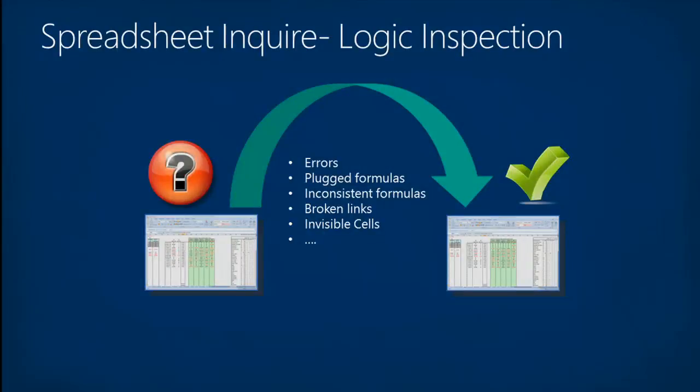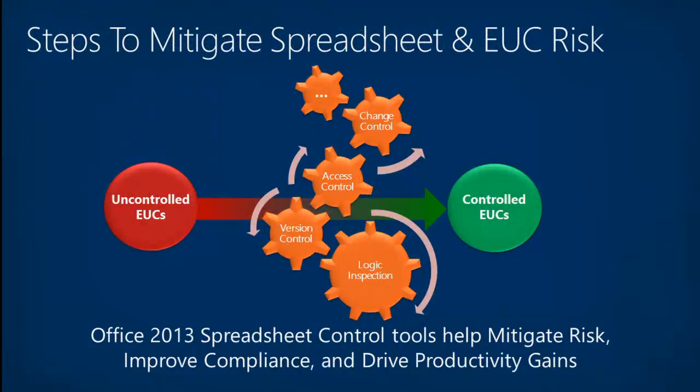Okay. So again, just to talk about Spreadsheet Inquire, it's for a lot of logic inspection, and we'll look closer at that. Okay. So steps to mitigating spreadsheet and EUC risk. So it's pretty much that these gears in the middle, I'm trying to say, are the tools that we provide. There's going to be some policies and procedures and manual steps that go with that. But the goal here is just to get from the red to the green, right? You want to go from the uncontrolled to the controlled, and hopefully we can help you do that.